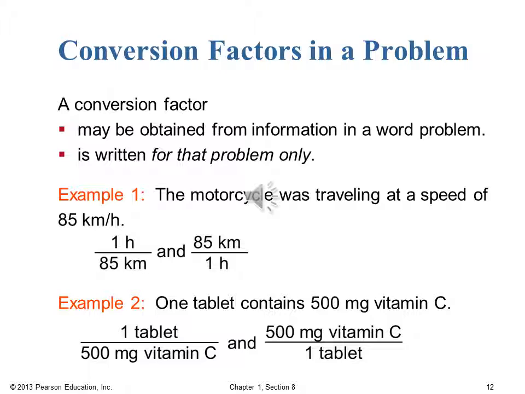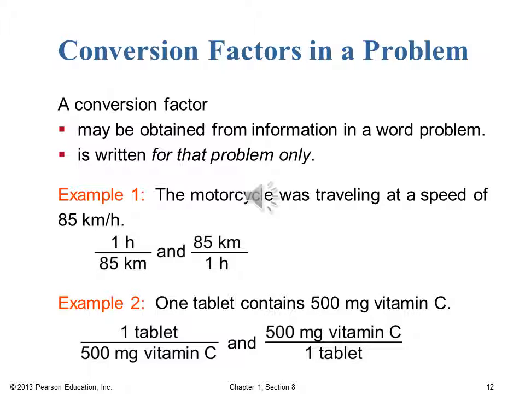Alright, so I keep talking about problems. Let's look at an example of a problem. And of course, the conversion factor that you're looking for is ordinarily obtained from the information in a word problem, or from some useful information that's provided with an exam, for instance, or from your text. If you are working a homework problem, of course you can use your text and look for the information there as well. But for this first example, the motorcycle was traveling at a speed of 85 kilometers per hour.